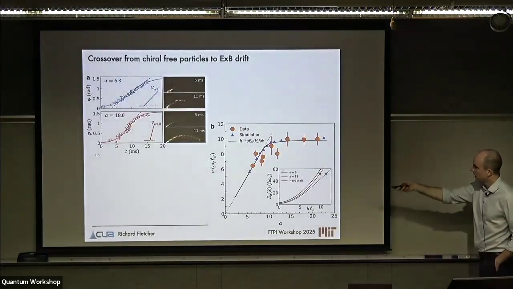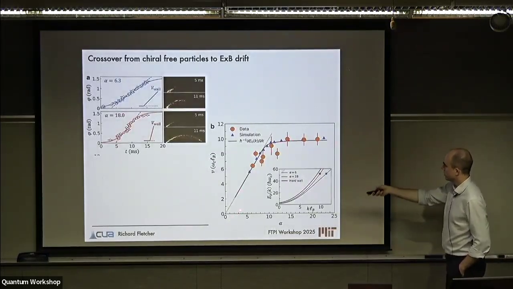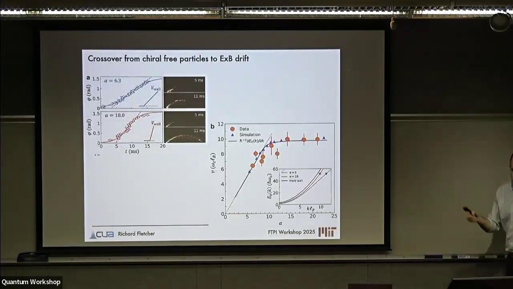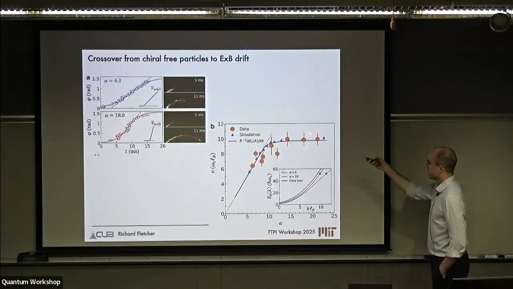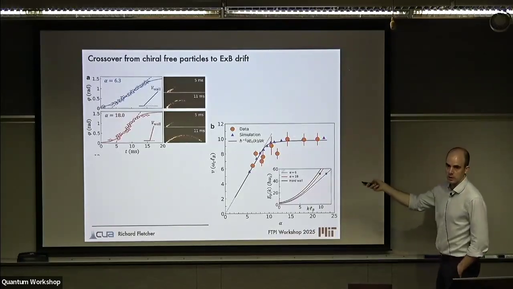Anyway, this is what we measured. The black line is theory, the expectation we showed on the previous slide, and the red points are the data. So you indeed see it as you vary the steepness of this optical potential. It was not such an easy experiment to do. This is the crossover from E cross B drift to what's essentially a quantum version of the skipping of electrons along a half.